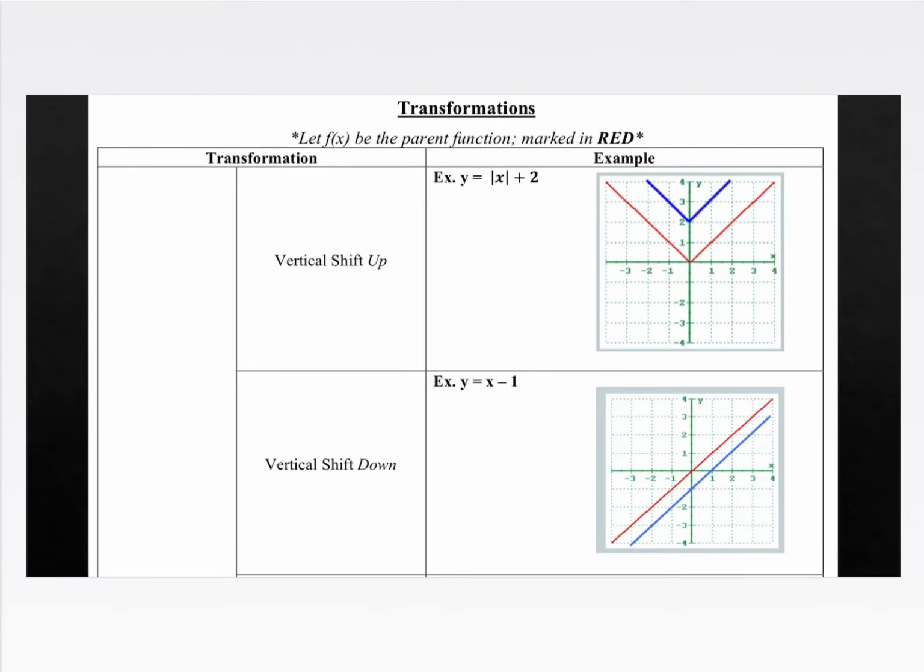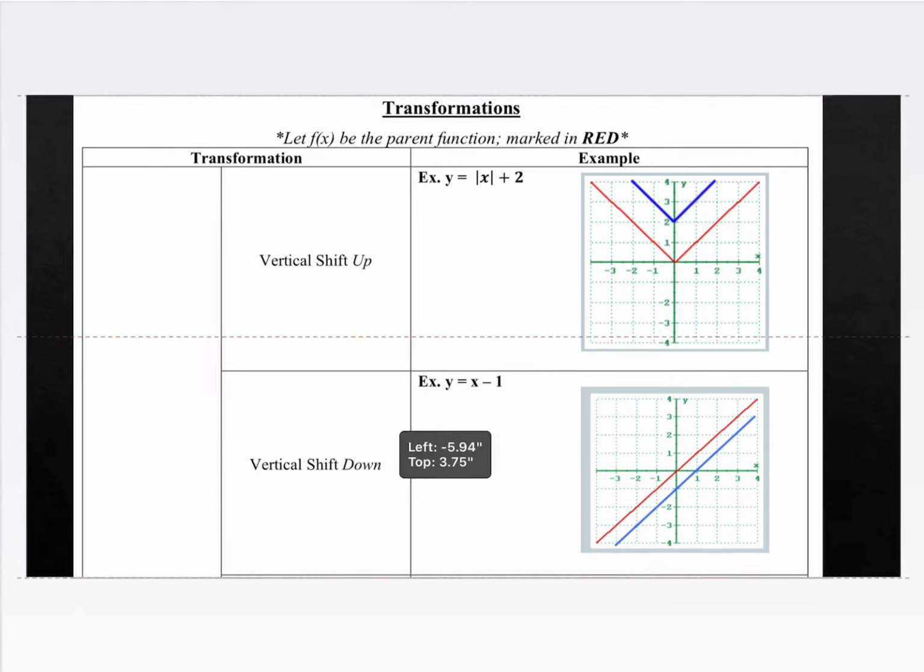So first, when we're dealing with parent functions and transformations, we're going to visually see this on a graph as well as represented in our equation here algebraically. So that's why I have both represented. In my mind, the easiest thing to start with is our vertical shifts, either up or down.